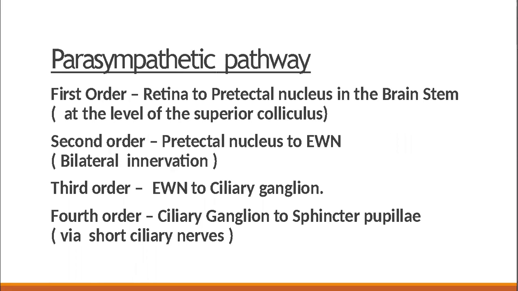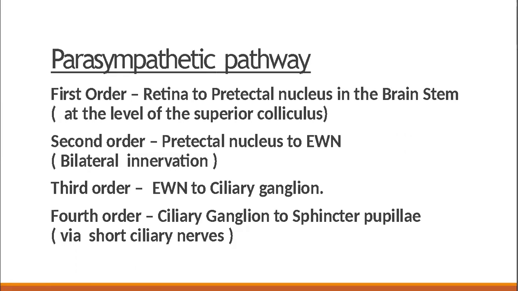The first order nerves start from the retina and go to the brainstem, to the pretectal nucleus. The second order neurons go from the pretectal nucleus to the Edinger-Westphal nucleus. And there is a bilateral innervation, meaning the fibers go from right to left and right to right. So that's why there is a consensual reflex.